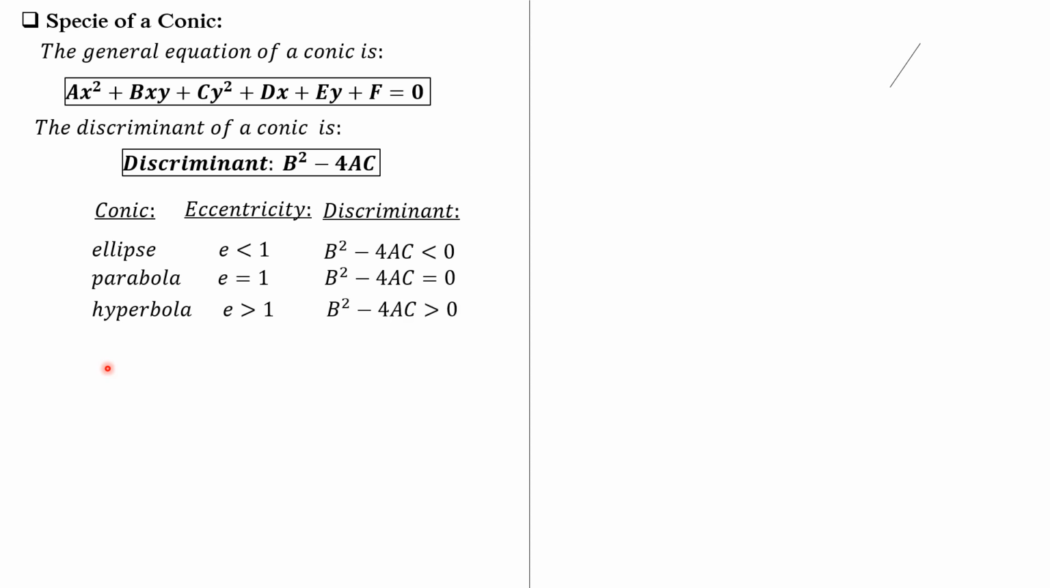So I'll discuss circle first. A circle is the locus of a point which moves so that its distance from a fixed point, known as the center, is constant, and that constant distance is called the radius of the circle.